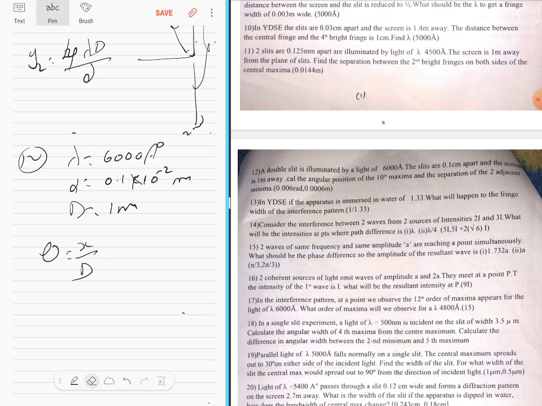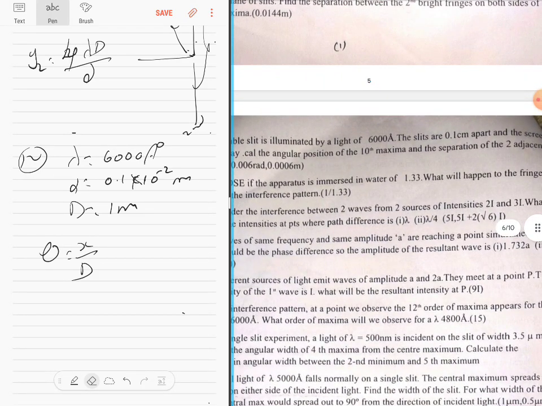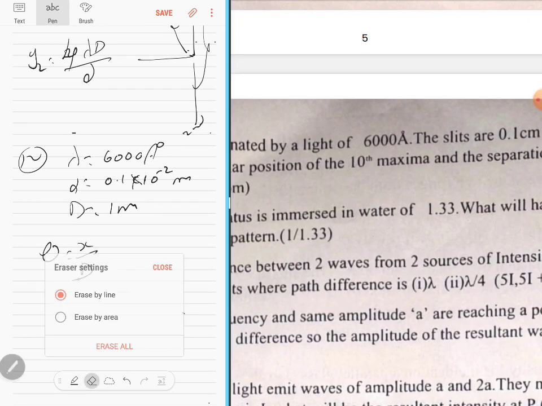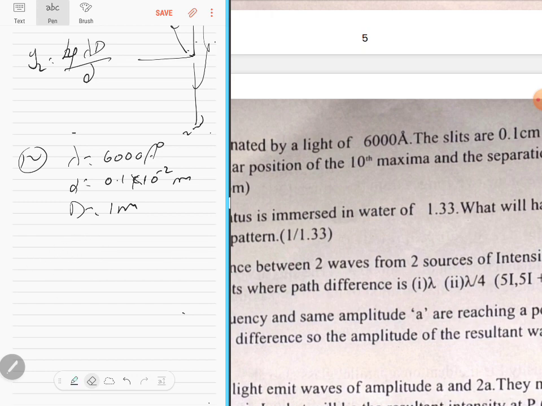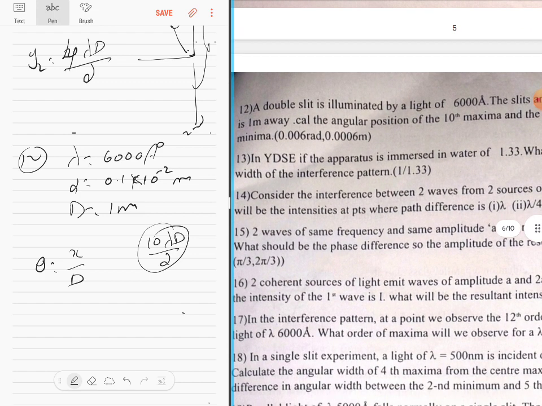So 12th question, the angular position of the 10th maxima. I'm so sorry, I can't see it. Angular position of the 10th maxima. The angular position is theta is equal to x by D. The 10th maxima's position is 10 into lambda into capital D by small d. This is the 10th maxima's position, and that can be substituted in the place of x.